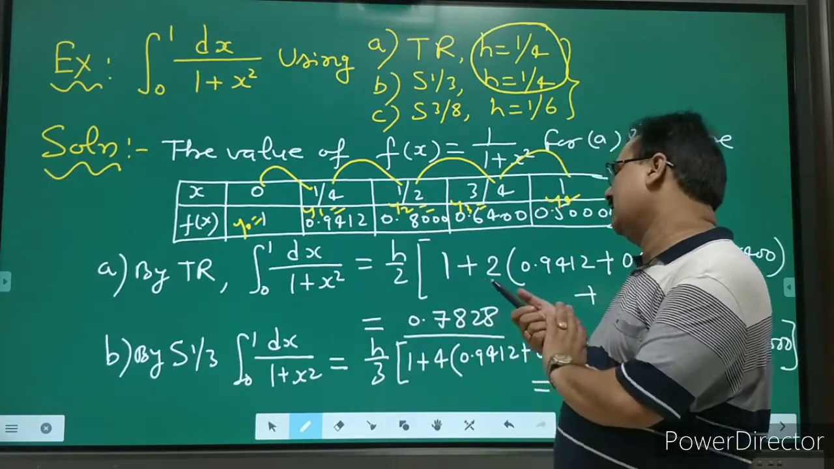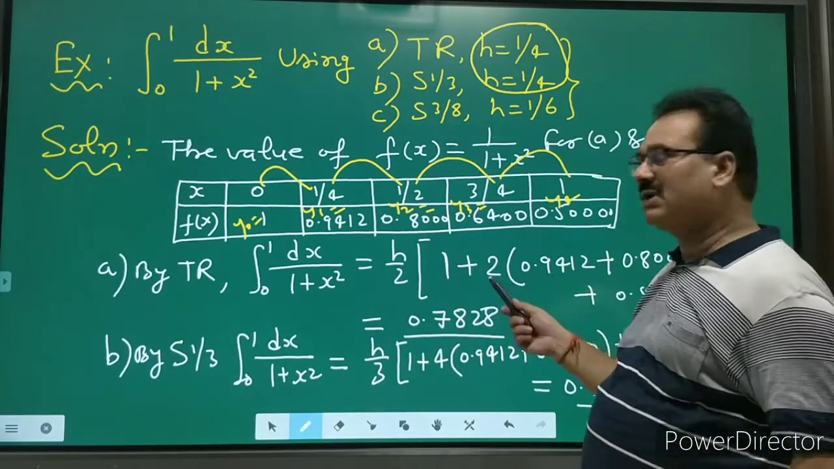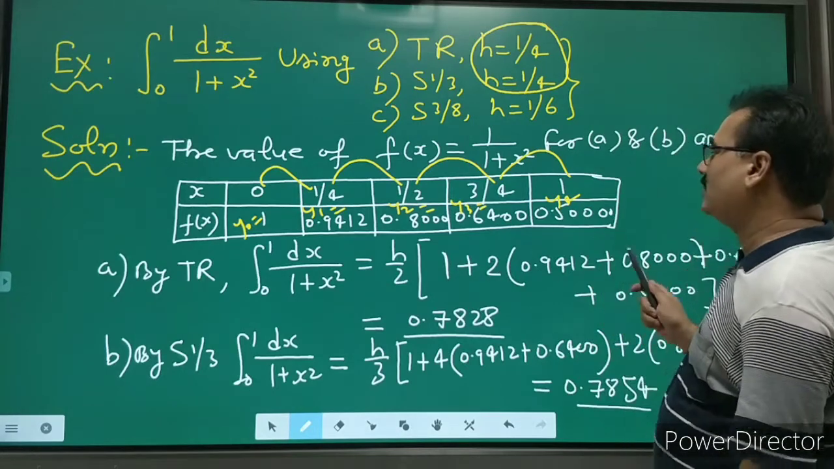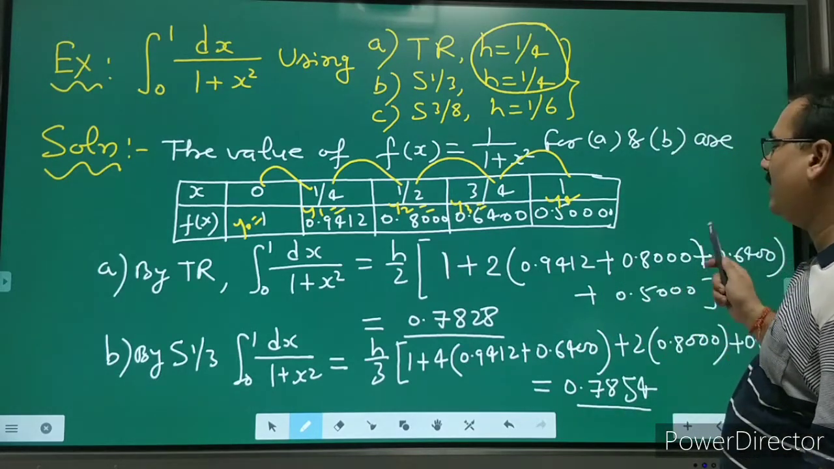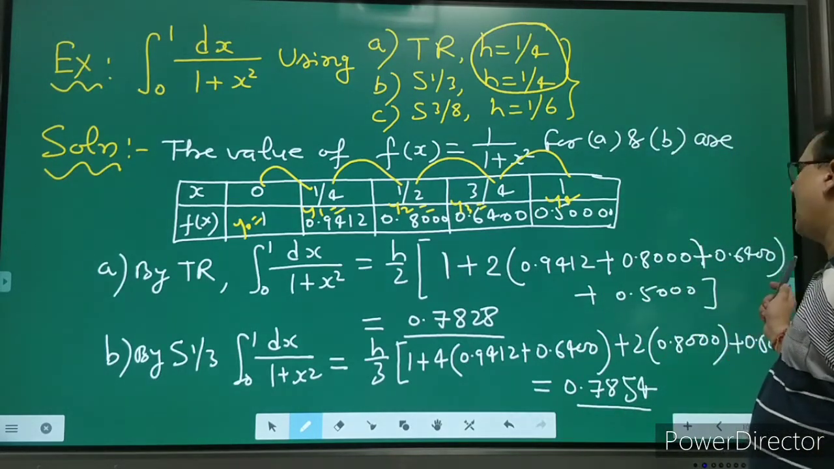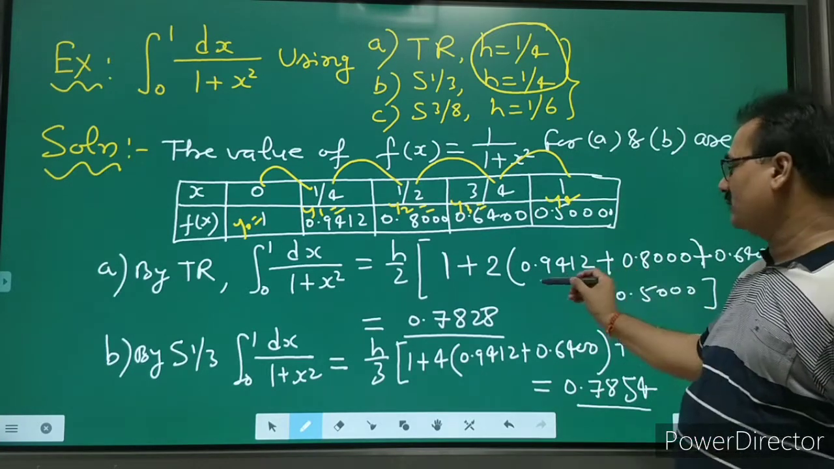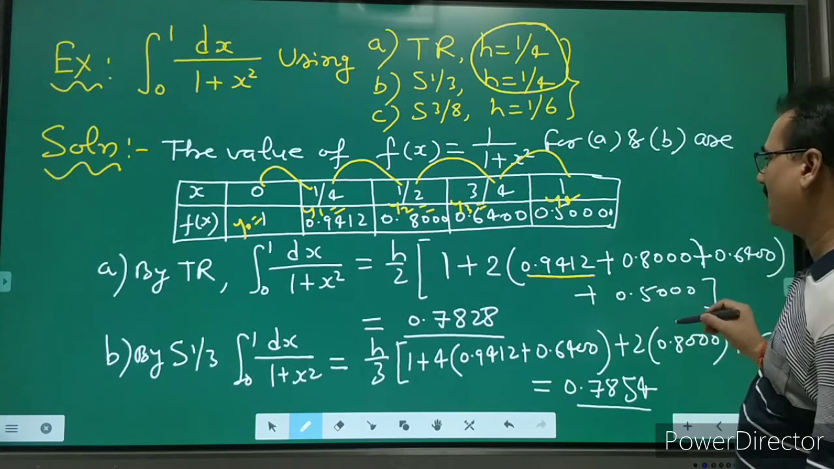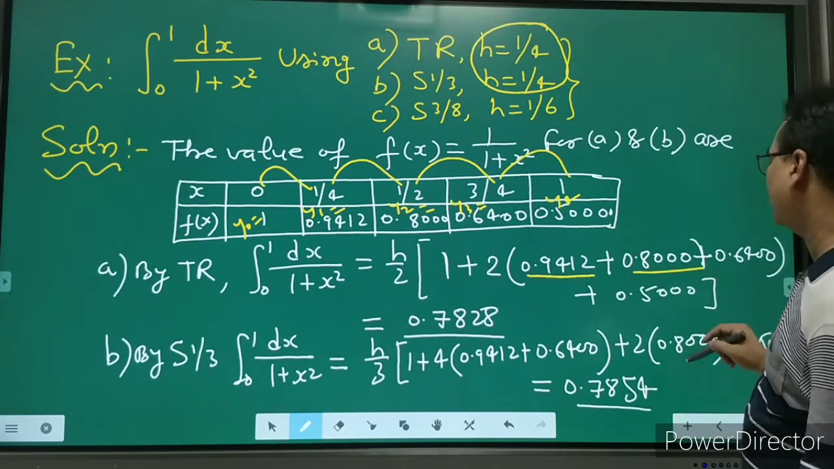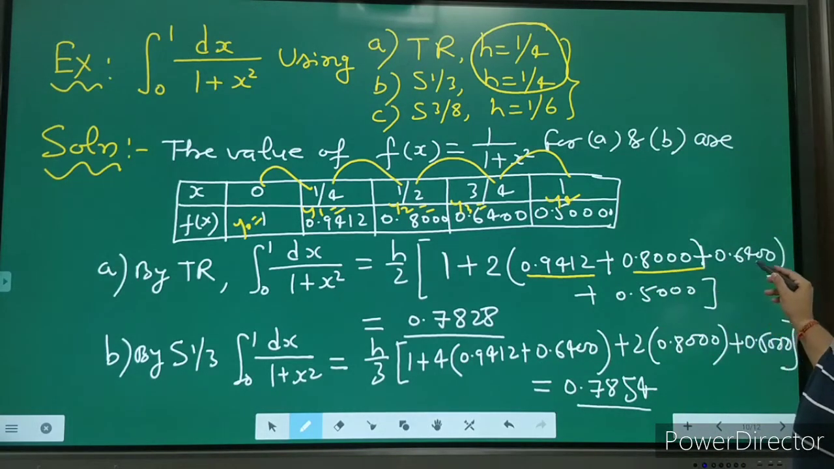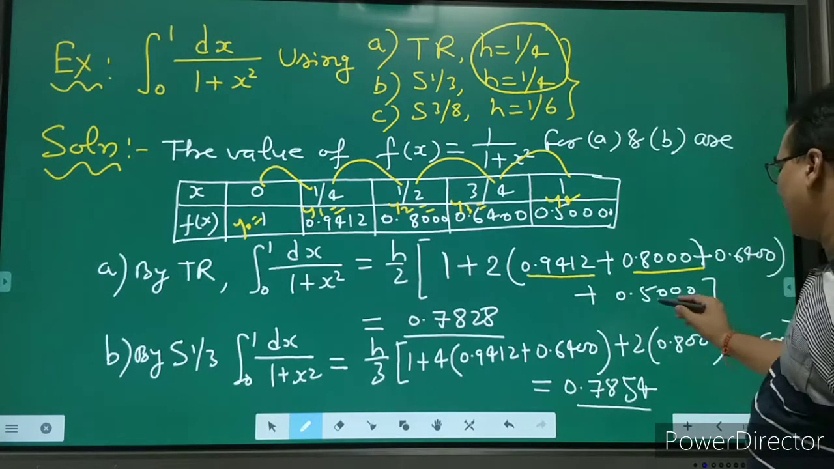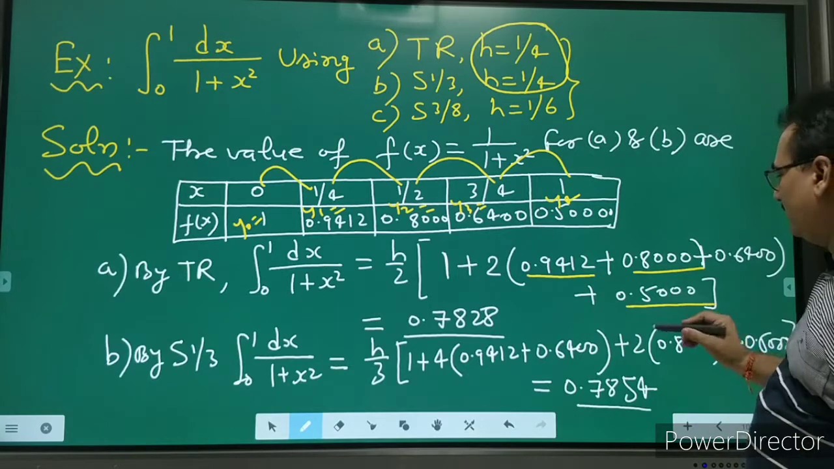the first argument, means y naught, plus 2 times, and then y1 plus y2, and so on, except the last term. So y1, y2 and y3. So just to check, y1 is 0.9412, then y2 is 0.8000, and then 0.6400, that is y3. And then the last is 0.5000, that is y4.